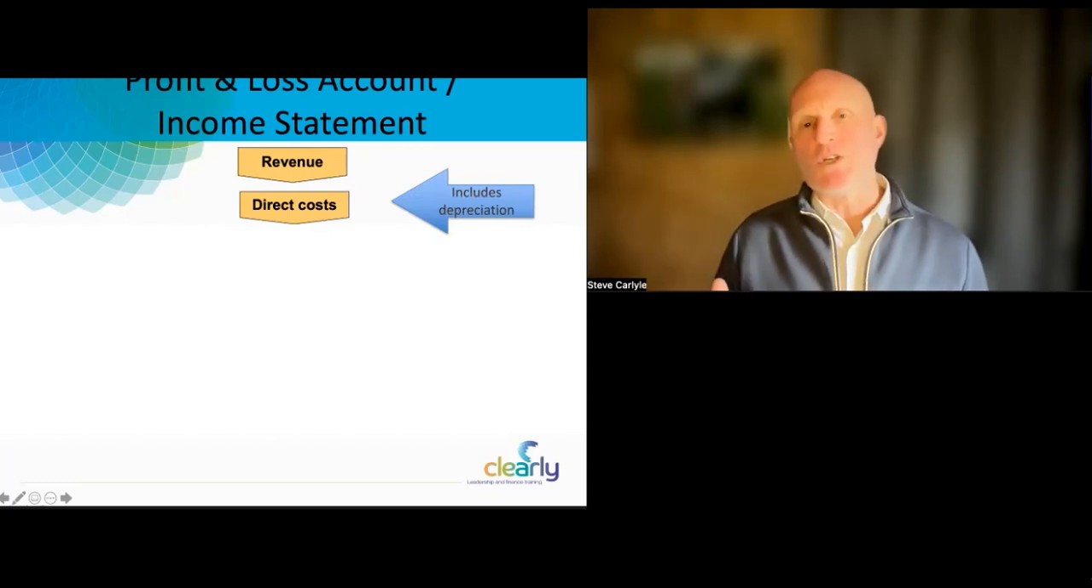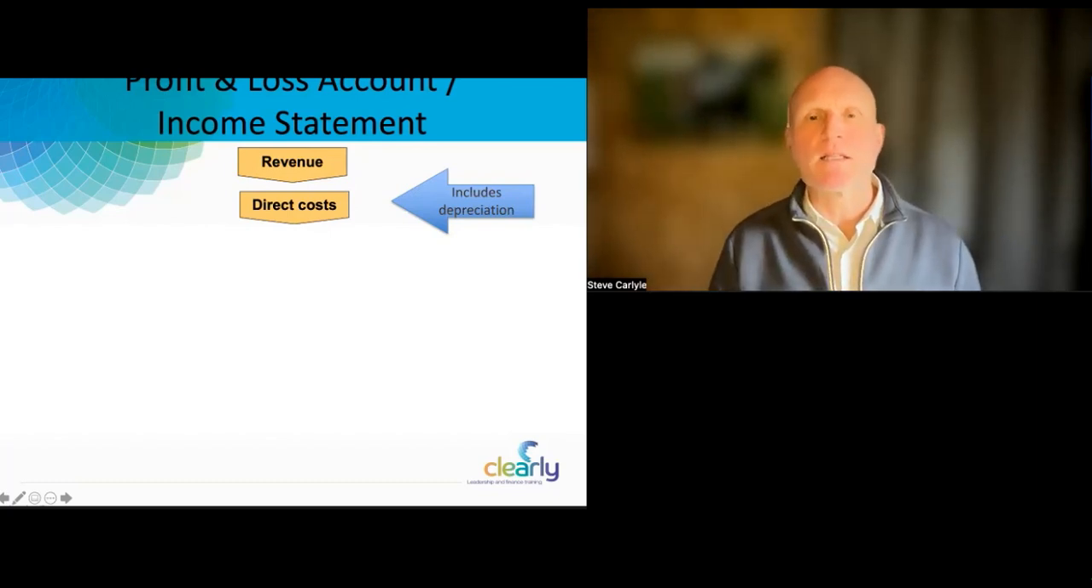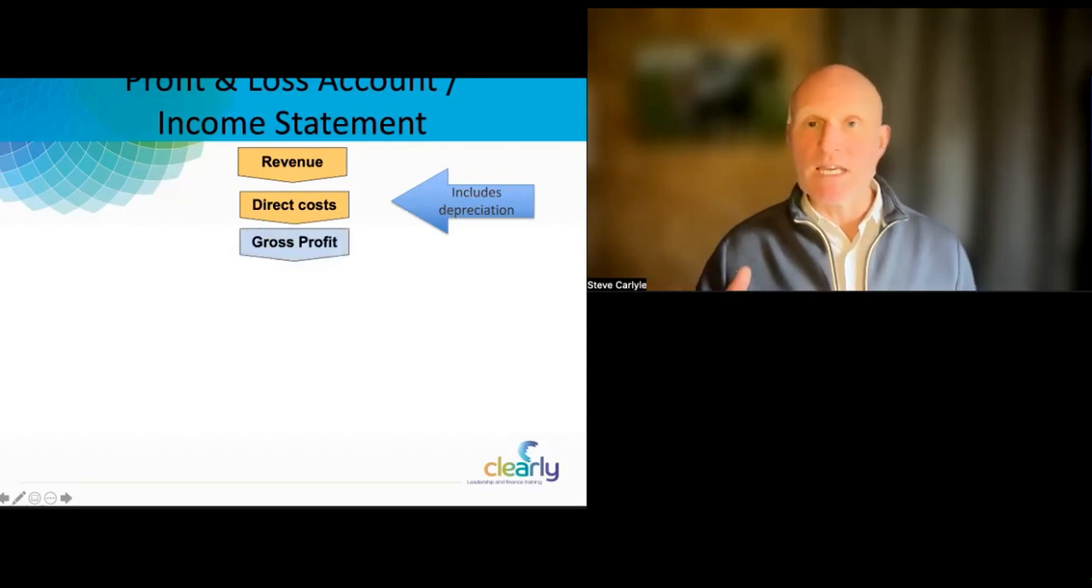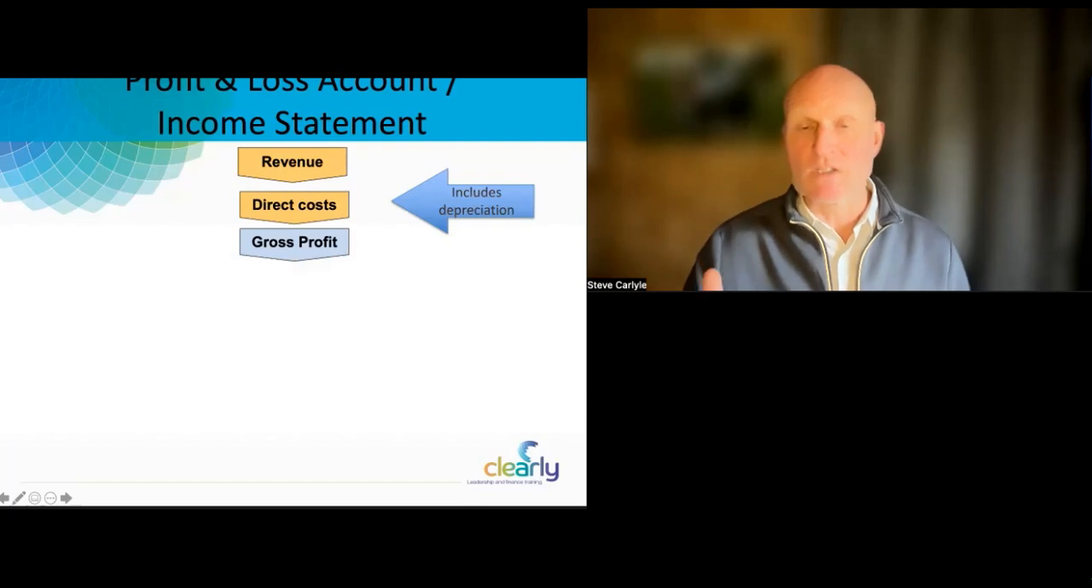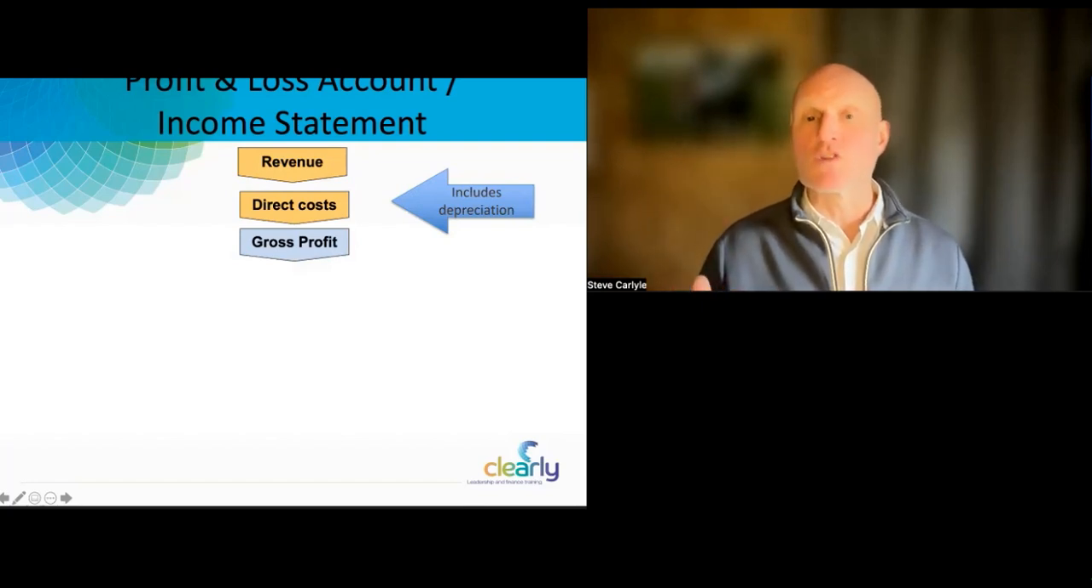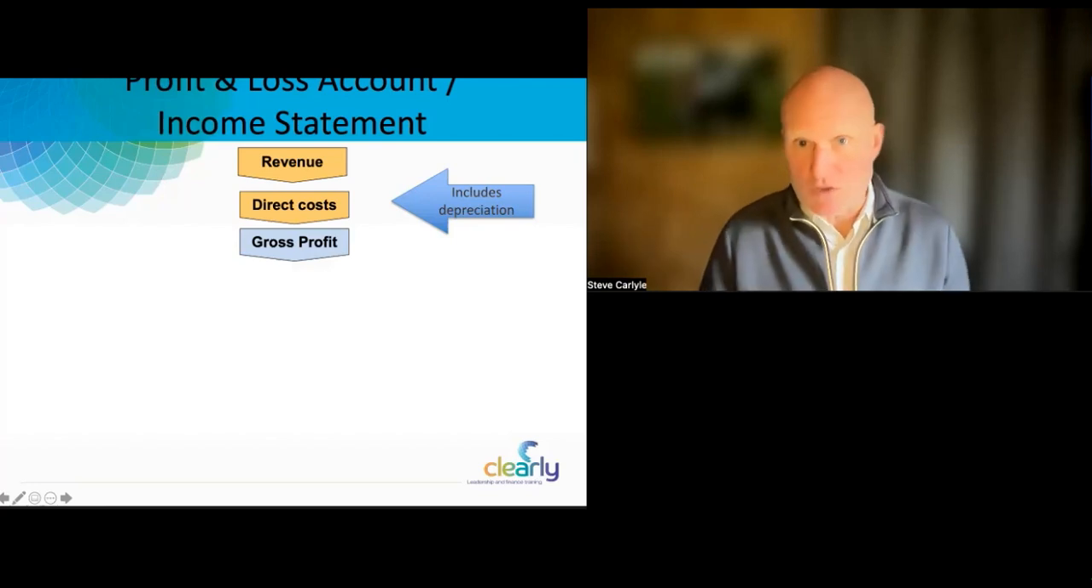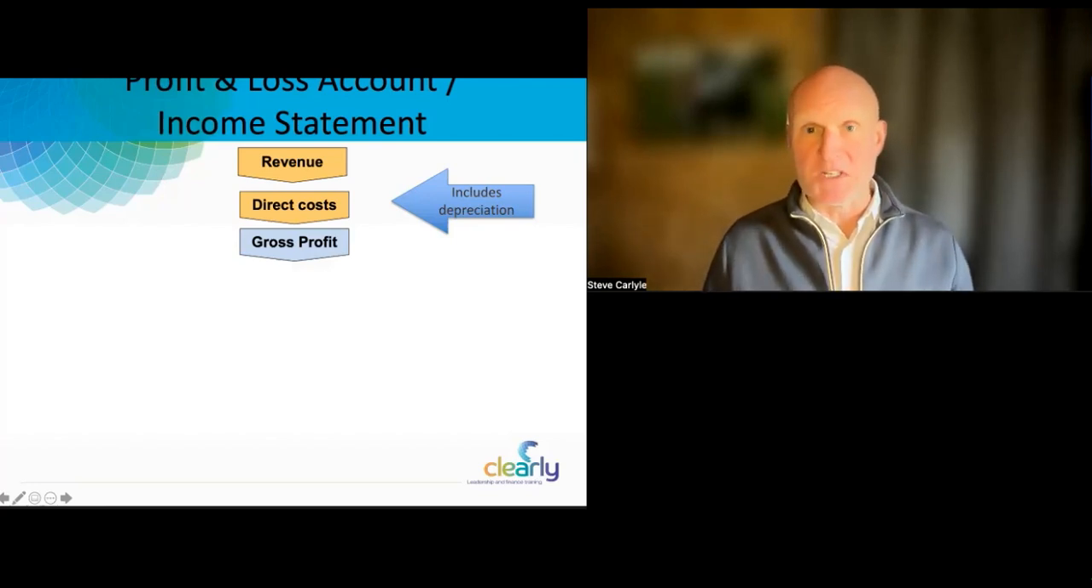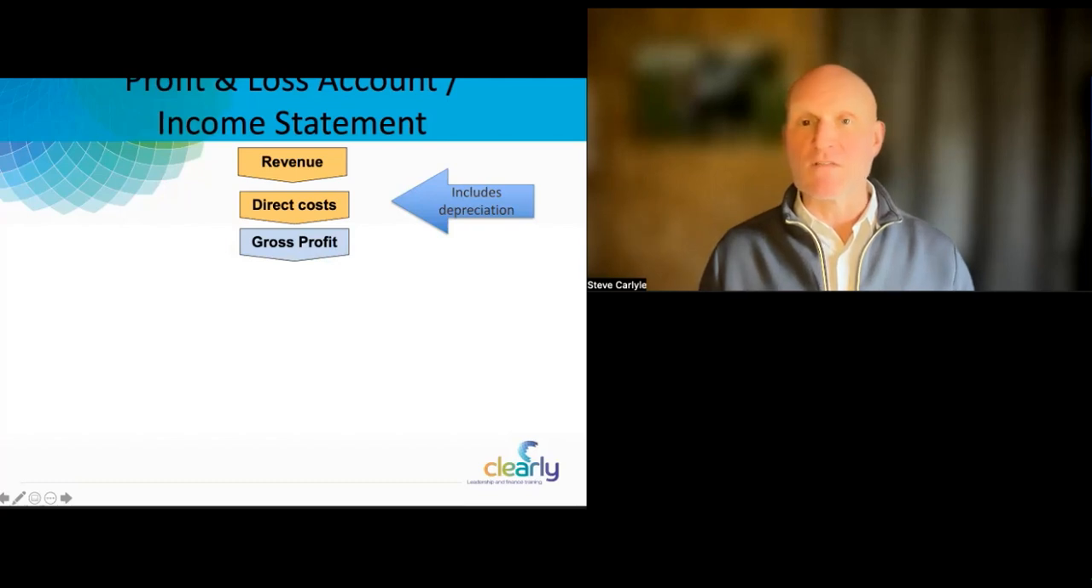Then what we do, and we've seen this before as well in video number 2, is a little subtotal. So we take the sales turnover less the direct costs or cost of sales, and we do a little subtotal, and it's called the gross profit. And the gross profit is the profit before you deduct your overheads. Gross, remember, means big in German, and it's the big profit. It's the big profit before we're deducting those overheads off.